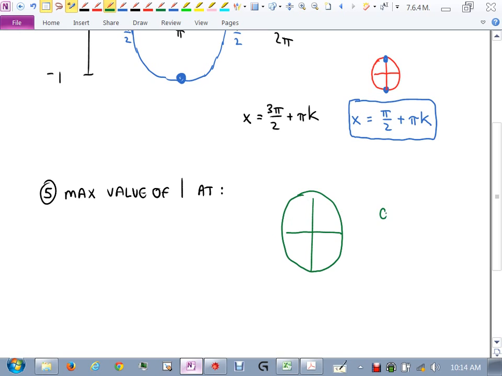I'm trying to figure out when cosine is 1. I want to know when cosine is 1. When is cosine 1? What angle? So you're looking at which coordinate here on the unit circle? Cosine's always the x. When is the x value 1?